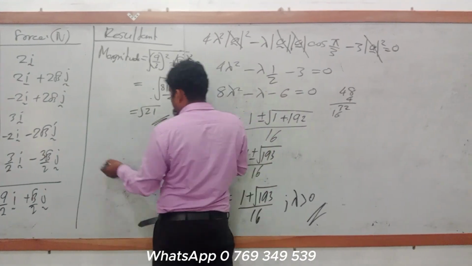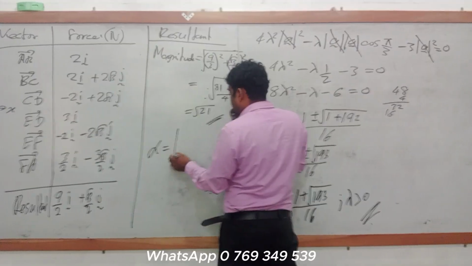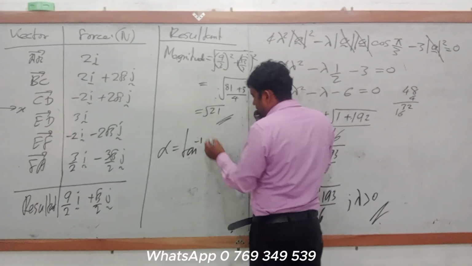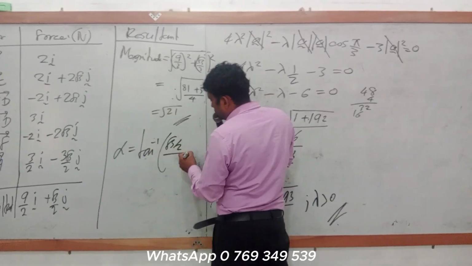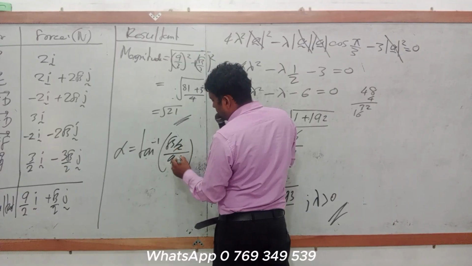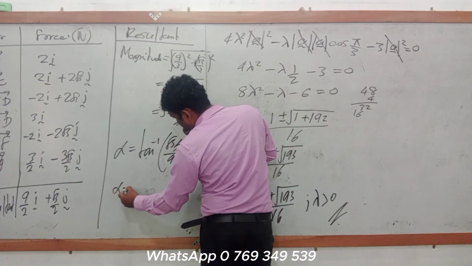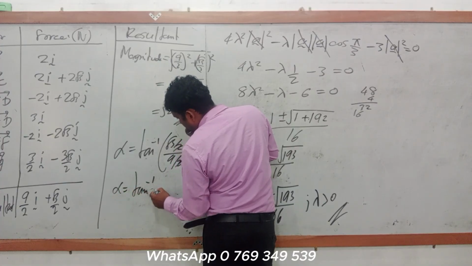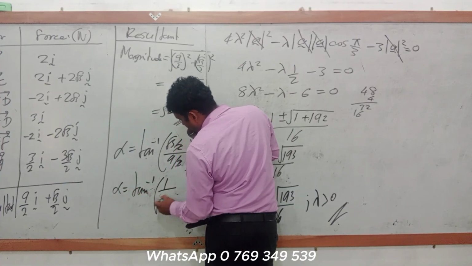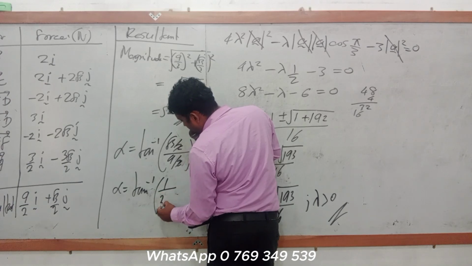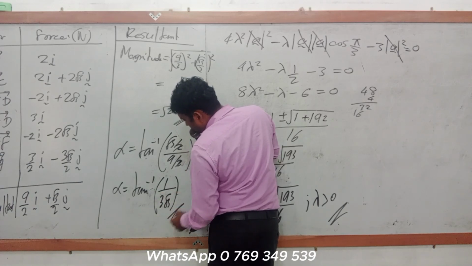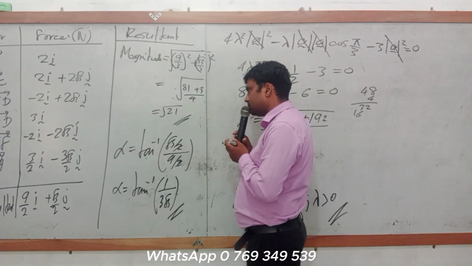And direction, alpha equals tan inverse of root 3 over 2 divided by 9 over 2. 2 and 2 cut. Root 3 here, alpha equals tan inverse 1 over 3 root 3. This is the direction.